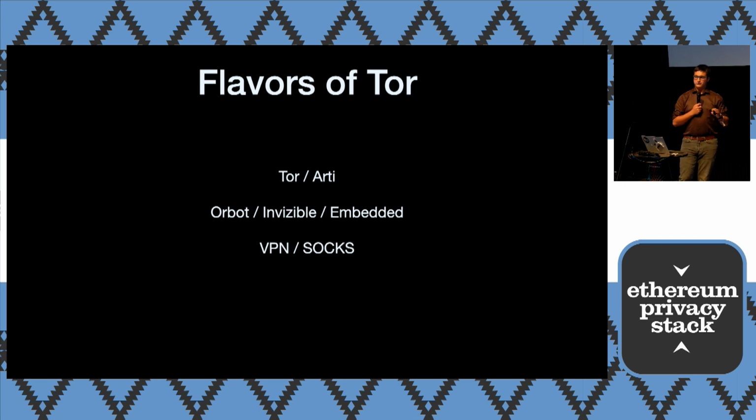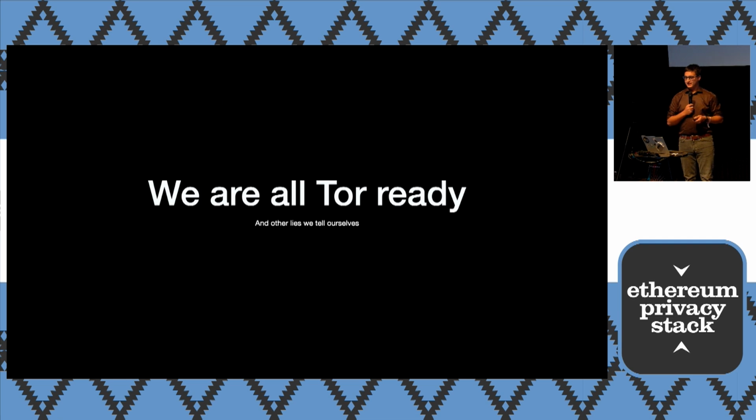And also, before we move forward, there are a few different flavors of Tor that you can get. There's Tor, and there's Arti. Arti is the new rewrite of Tor in Rust. It is still experimental, but it's in production in some places. Then we have Orbot and Invisible, and embedded, that can run in VPN and SOCKS mode. Then you multiply that by Android, iOS, macOS, Windows, and Linux, and you end up with a pretty large amount of configurations to support. That's a lot for developers to test, and for testers too.